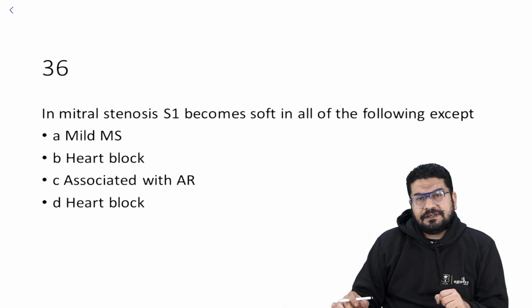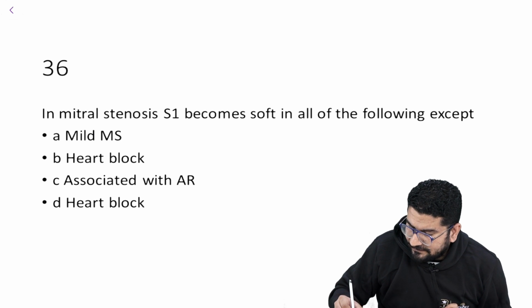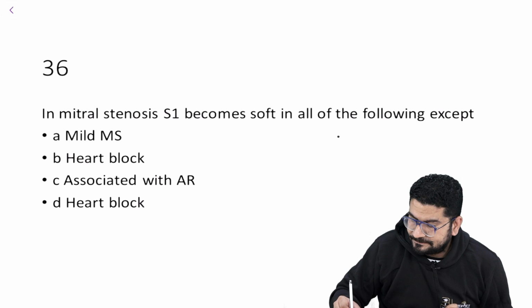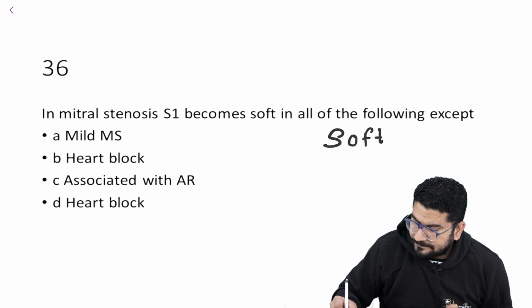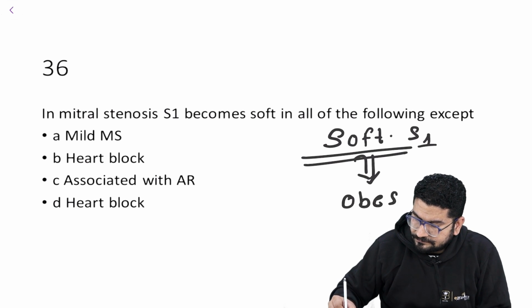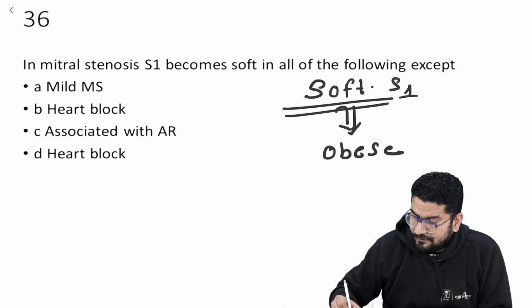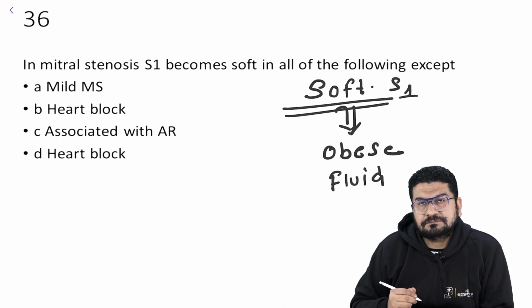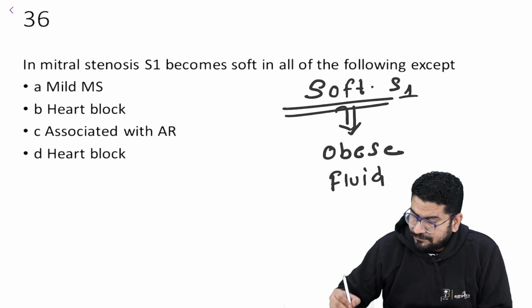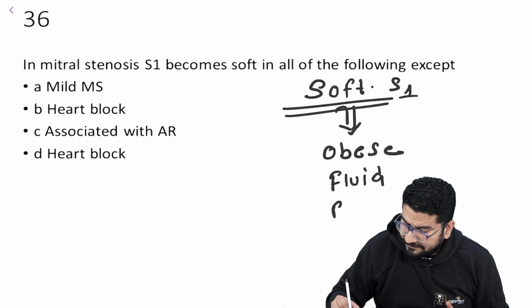Okay, next is mitral stenosis. S1 becomes soft in the following conditions except. So understand this. Whenever we see S1, the first heart sound will be soft in the following conditions. Soft S1 can occur in obese people. Soft S1 you can also see in a patient with any type of pericardial effusion, meaning there is some fluid accumulation. Then heart sound S1 will be soft whenever the heart rate is low, that is in bradycardia.